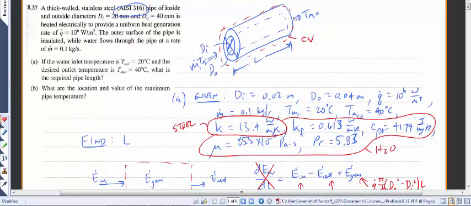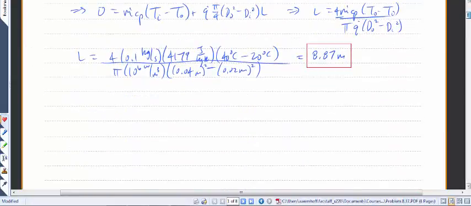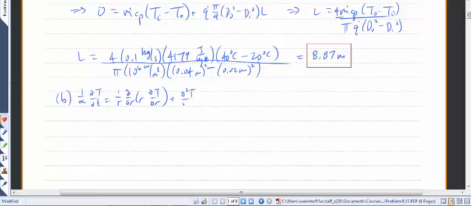So in part B, it is asking what are the location and the value of the maximum pipe temperature. In order to determine the location of the maximum temperature inside the pipe, we need to apply then our heat equation. 1 over alpha, dT dt, is 1 over r, d over dr, r dT dr, plus d squared T dz squared, plus q dot over k. You notice that we're using cylindrical coordinates because it matches the pipe wall.